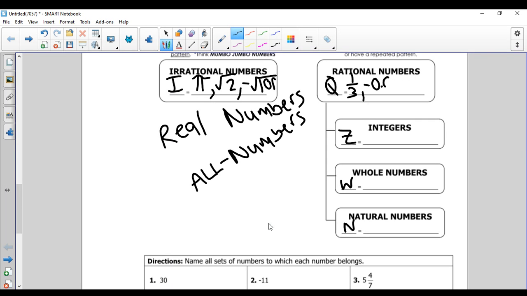You also have a decimal like that, negative 0.67. That's a rational number because it ends. We know where it ends. There's no repeating decimals.